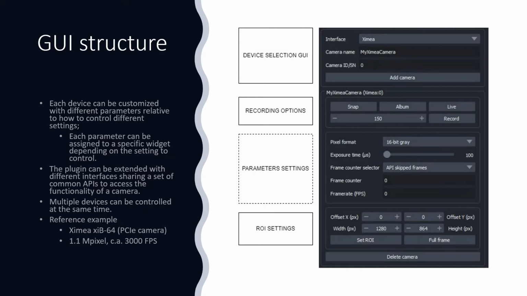There can be multiple devices active at the same time on the plugin, and they can be controlled at the same time, and also each device can be deleted dynamically while Napari is still running. As a reference example, I will show a couple of live recordings from this Ximea CB64 camera with 1.1 megapixel resolution and around 3000 frames per second as top speed.